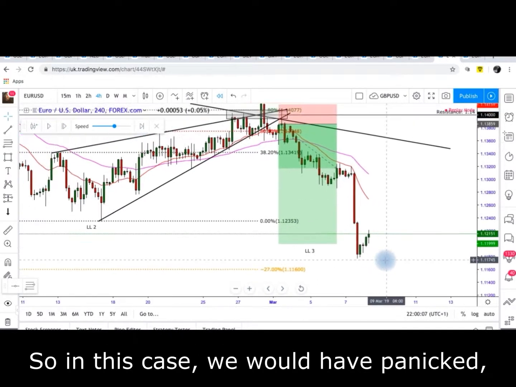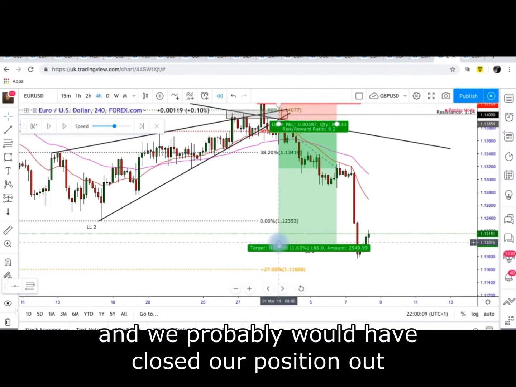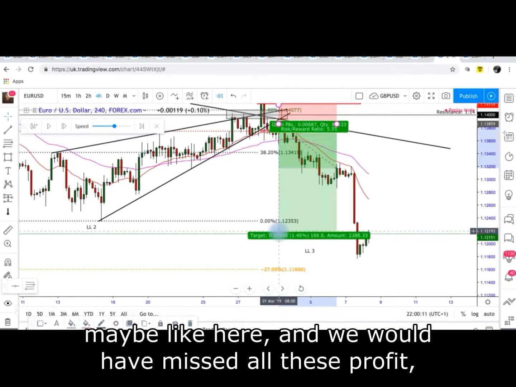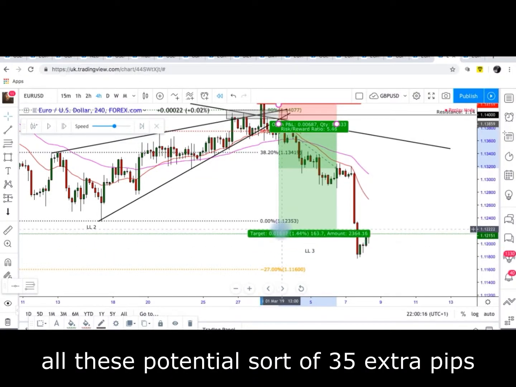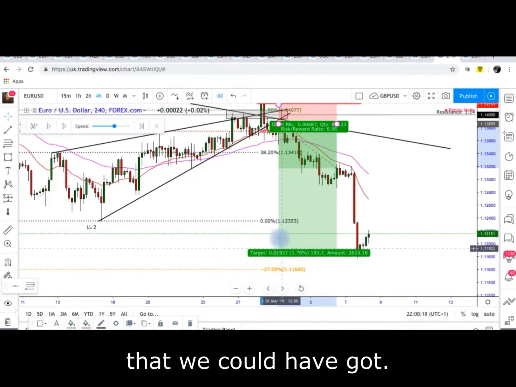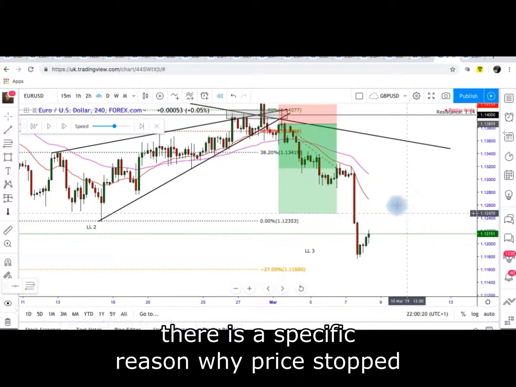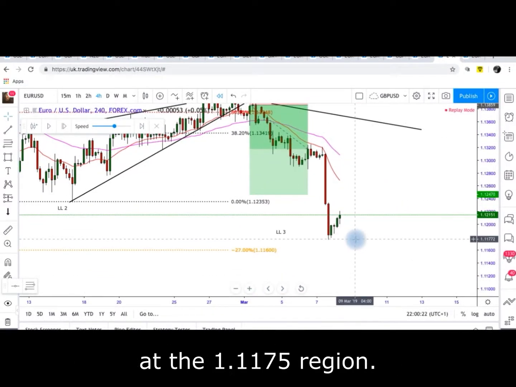So in this case, we would have panicked and we probably would have closed our position out, maybe like here, and we would have missed all these potential 35 extra pips that we could have got. This is what we needed to know. Now, there's a specific reason why price stopped at the 1.1175 region.